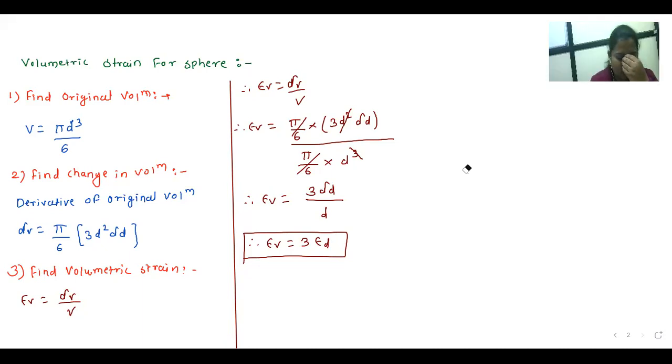So please write down the next point, bulk modulus. Already we have studied two elastic constants. One is Young's modulus or modulus of elasticity, and the second one is modulus of rigidity or shear modulus. Now we will see the remaining elastic constant, that is bulk modulus. First you write down the definition, then we will derive the equation for this bulk modulus.